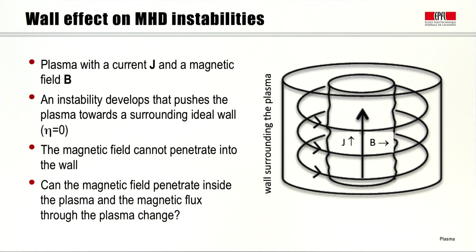Now let's look at the role of the wall surrounding the plasma on MHD instability. We consider a plasma column which has a current J and a magnetic field B. There is an instability that develops and pushes the plasma towards the surrounding ideal wall. The resistivity of the wall, eta, is 0. The magnetic field cannot penetrate into the wall. So we ask ourselves, can the magnetic field penetrate inside the plasma, and can the magnetic flux through the plasma change?